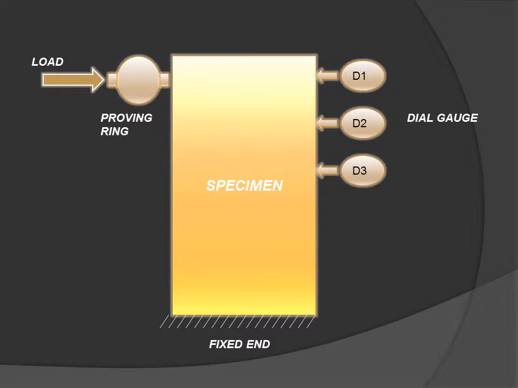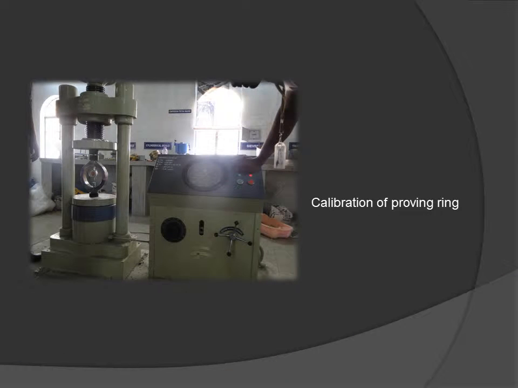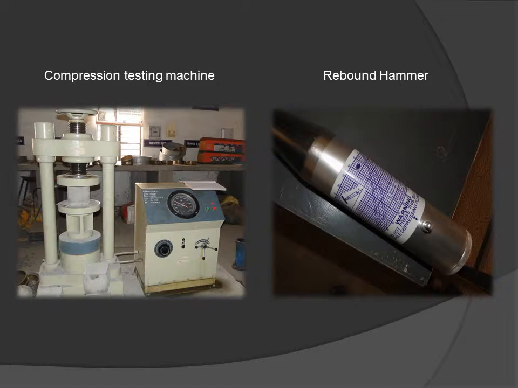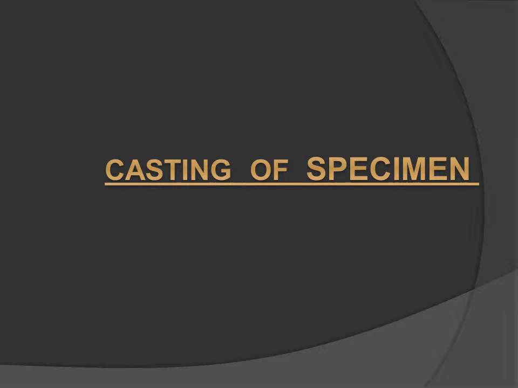The experimental setup for lateral load test, this diagram represents the experimental setup, and then this is the calibration of the proving ring we tested, and then for compressive strength and split tensile strength we use the compressive testing machine and rebound hammer. Okay, then we go to the casting of specimens.